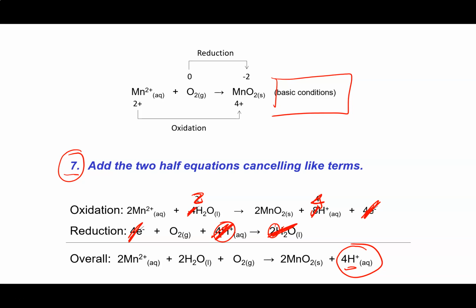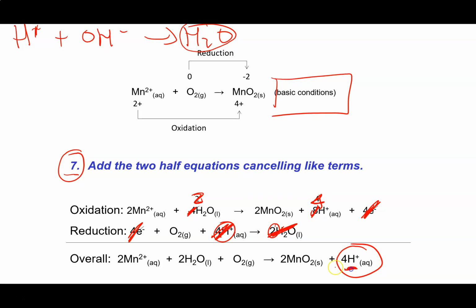But then I've got to go one step further. I have to recognize that hydroxide ions and hydrogen ions combine to make water. So anytime I have hydroxide ions and hydrogen ions on the same side of the equation, I'm going to combine those to make water. And then I'm going to cancel further, if I can, any water molecules. So let's have a look and see what that looks like.